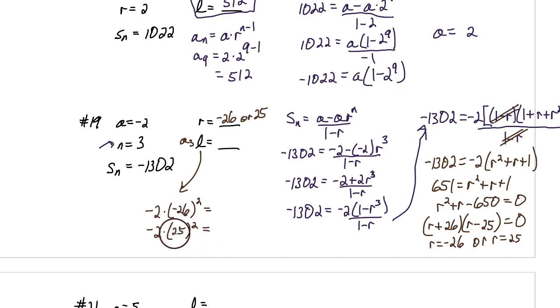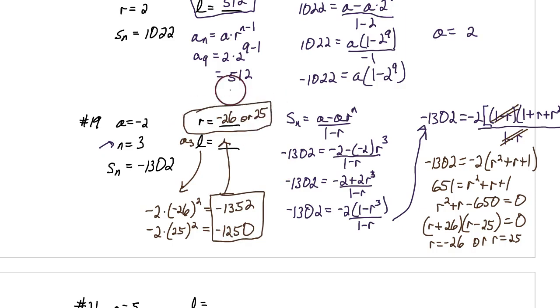So let's type both of these in because there's going to be 2 different possibilities for the last term. The first one is negative 1,352, and the other possibility is negative 1,250. Either of those could be values of L.